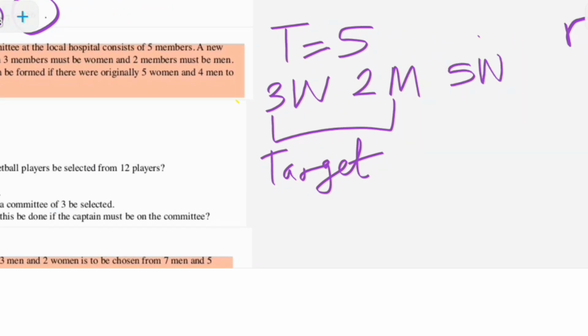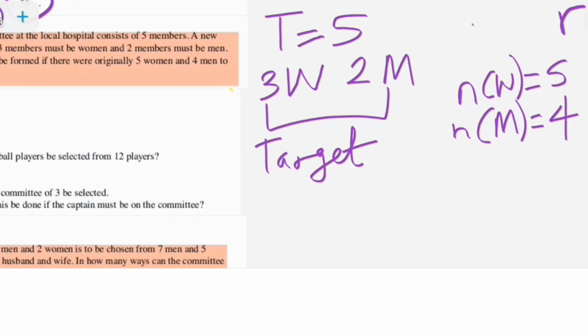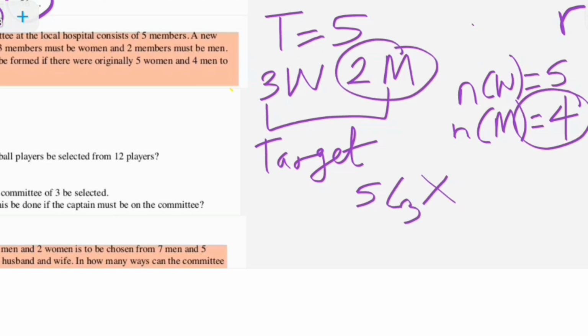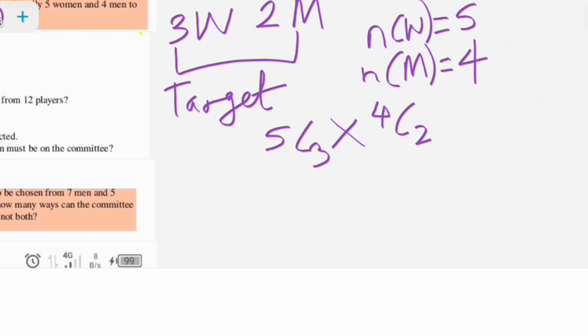So you can say NW, number of women in set W, is 5. Number of men is 4. So very simple. You need 3 women from 5 women. So that will be 5C3 times, you need 2 men from 4 men. That will be 4C2. So if you solve this, you just get your answer straight up.